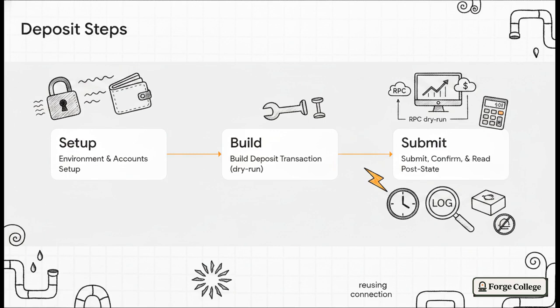A huge pro tip for you here, reuse your swap module's Solana connection and signing helpers. Don't go creating duplicate RPC clients. That is exactly how you get leaky plumbing and system lag.